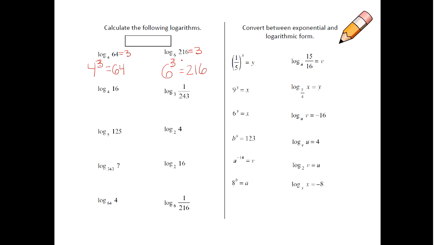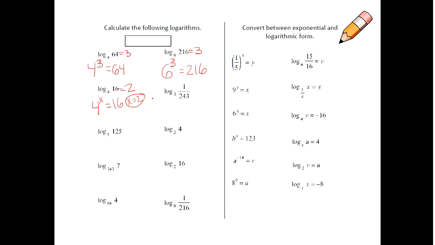Let's try this one. Log base 4 of 16. What exponent on 4 would give us an answer of 16? So 4 to what power gives us 16? 2, right? So log base 4 of 16 is 2. x equals 2, if you want to consider it that way.